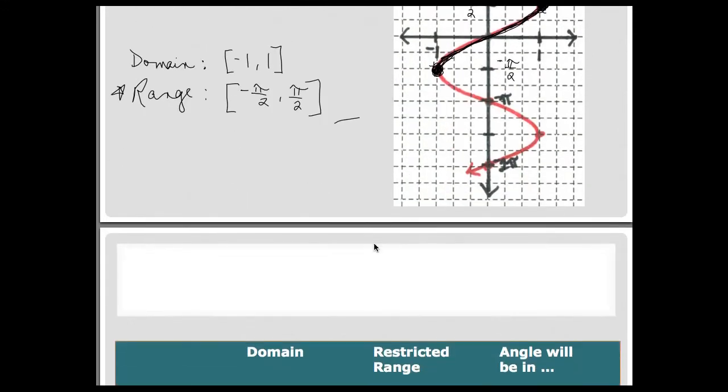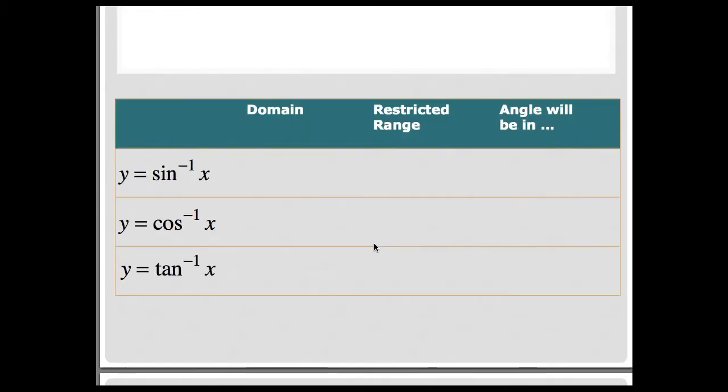So let's look now at cosine. Oh, okay, we're going to start to fill out this little chart first. So recap, we're going to just summarize what we had. The domain for the inverse sine function was -1 to 1. The restricted range becomes from -pi over 2 to +pi over 2.